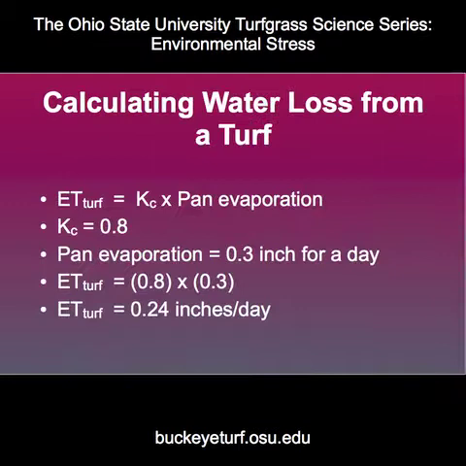As an example of how Class A pan evaporation data and a crop coefficient are used to estimate the water loss from the turf, the equation is: ET, or evapotranspiration, equals the crop coefficient times the open pan evaporation data. Given a crop coefficient of 0.8 and an evaporation of 0.3 of an inch, the water loss was 0.24 inches per day.